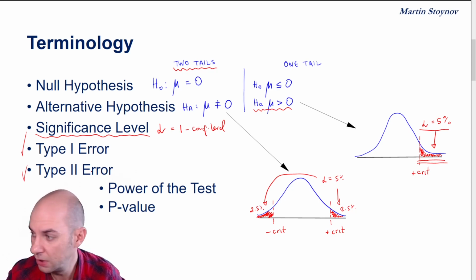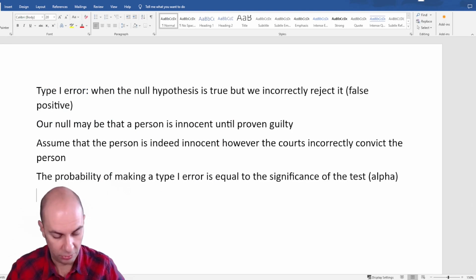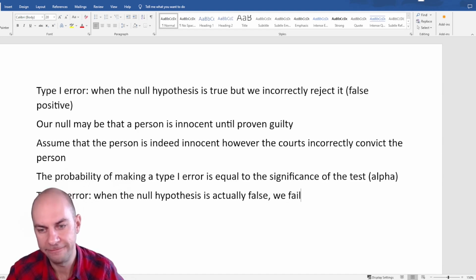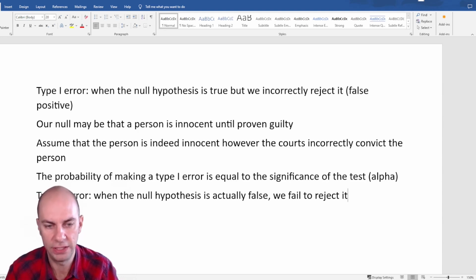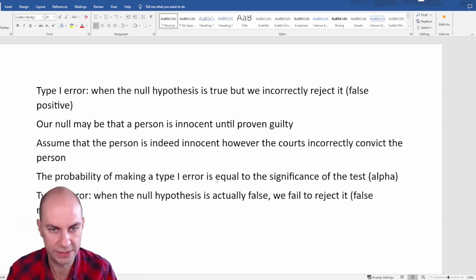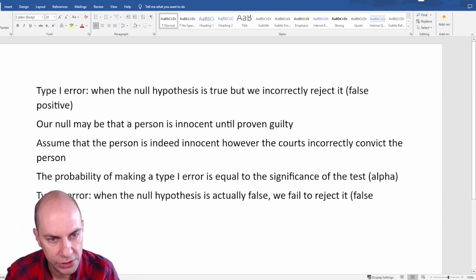So back to the Word document here. Okay, so type 2 error. Here what we're going to say is when the null hypothesis is actually false, we fail to reject it. So there's a little bit of a double negative here. The null hypothesis was false and we failed to reject it. So statistically speaking, that'll be known as a false negative. That's the lingo. Our null, remember, was that the person is innocent until proven guilty.